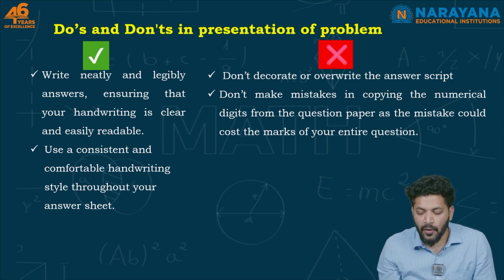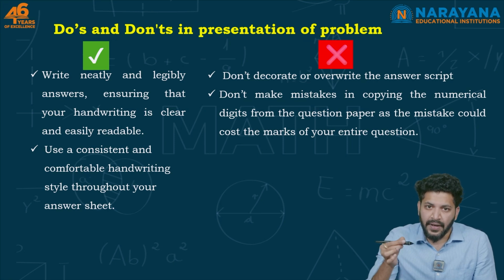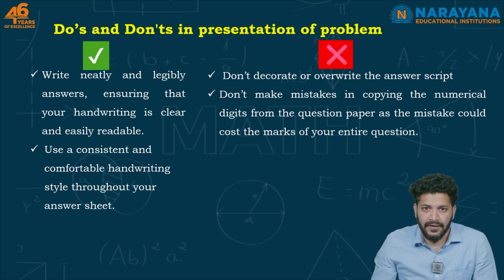Don't make mistakes in copying the numerical digits from the question. It is very, very important, children. You will do all the questions correctly according to your number. But in the question, some different number is there because you copied some wrong number. That makes the whole sum wrong, though according to your hard work, you have done it correctly. In place of minus, if you are not writing minus 32 and you are doing 32, then the whole sum will be wrong. So it pains a lot.